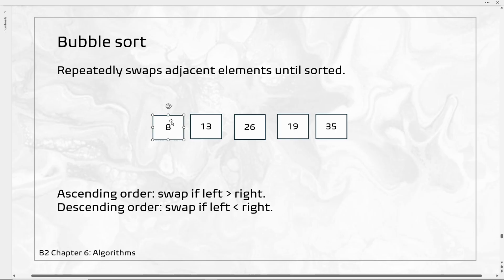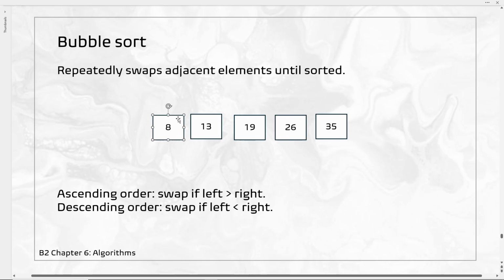So 8 isn't bigger than 13, so we don't swap these two. Now 13 isn't bigger than 26, so again, we don't swap these two. And 26 is bigger than 19, so we swap these two elements around. And that's another pass complete. Again, the biggest number that remained, 26, is put on the rightmost spot, one spot before 35. Now, since we know that the biggest number ends up at the end in order, we don't need to compare these two anymore. We know that these will automatically be sorted. So again, we've completed another pass, and we're going to do another pass again.